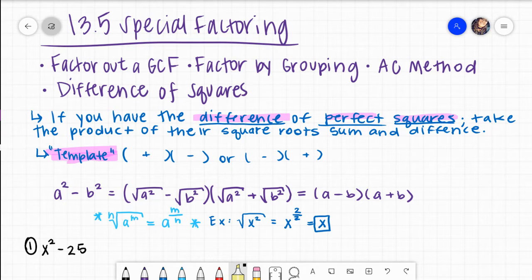If we have a squared term and we subtract from it another squared term, we're going to take the square root of our a term. Again, these can be in any order, but I'm just going to read it the way it's written. We're going to subtract from that the square root of that b squared term, that b term. And then we're going to multiply that by the square root of a added to the square root of b.